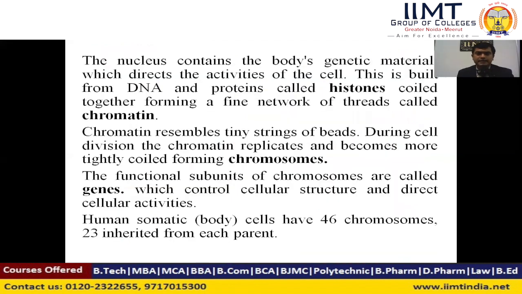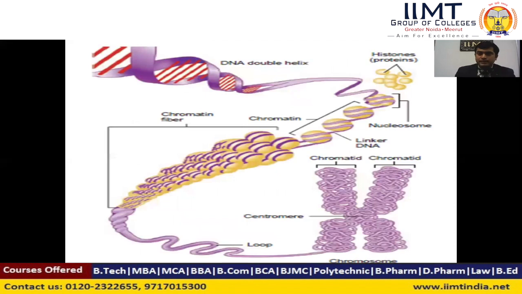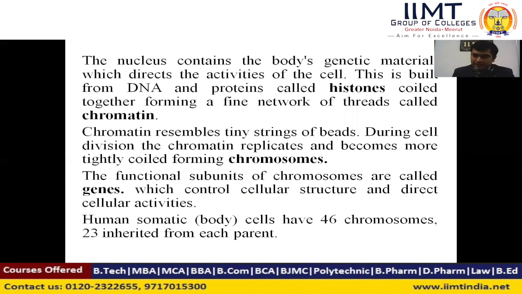So let us see the theory. The nucleus contains the body's genetic material which directs the activity of the cell, and this genetic material is built from the DNA that we have seen in the diagram. DNA is coiled two times on a group of 8 histone proteins that associate together to form a single bead, which forms a nucleosome. Then nucleosomes associate together to form chromatin, and chromatin is condensed together to form a chromatin fiber.